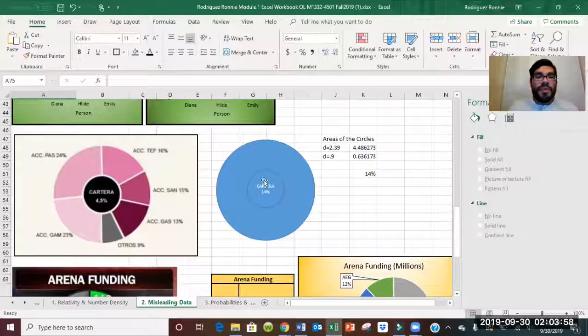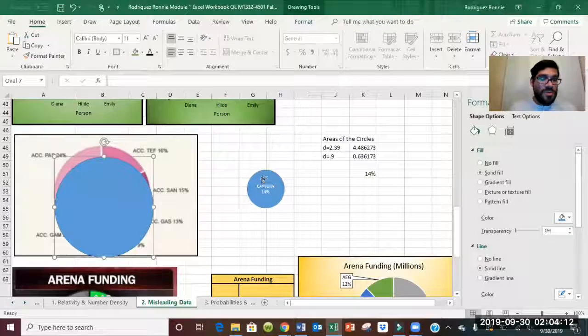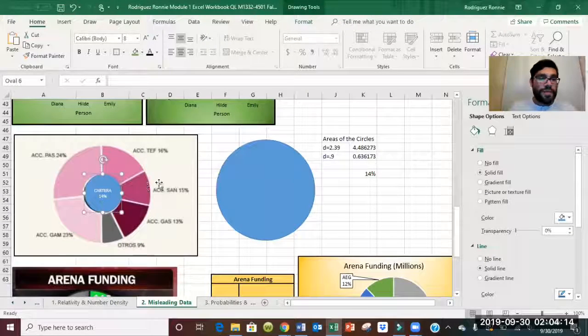Then we did the percentage here. We were looking at this graph and we had to recreate this to see if they were telling us the truth, if Cartera was really 4.5% of the entire circle. And we just recreated the circle here, the bigger one and the smaller one.